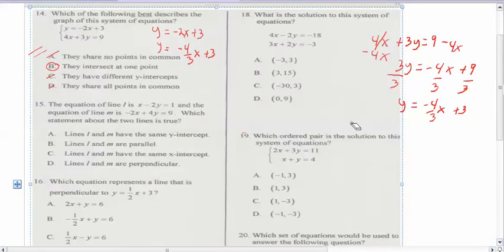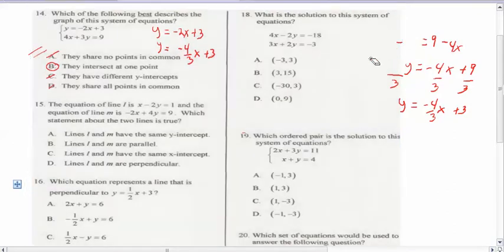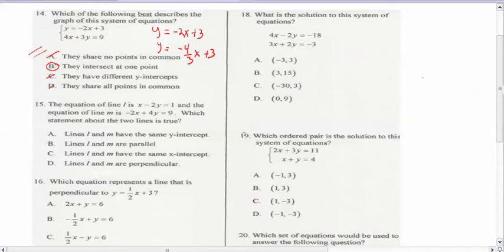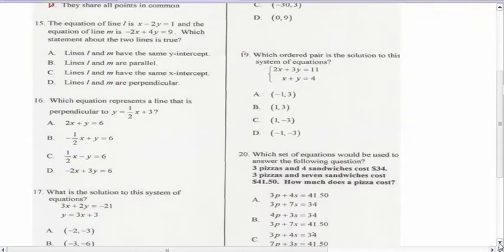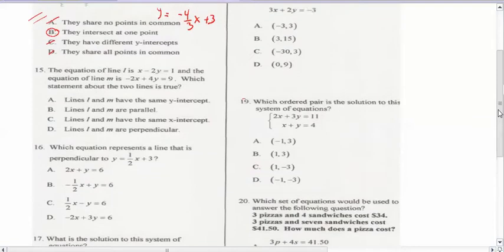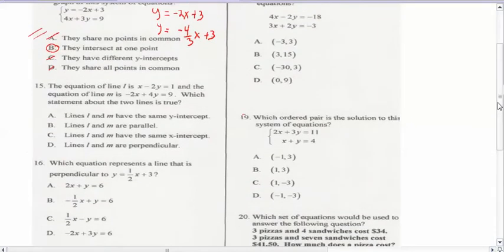Okay, number 15. And I'm going to go ahead and erase my work over here. I don't need that anymore. I might need it for more space. Okay, so number 15. Again, one problem that's going to require a little bit of work, I think. This says the equation of a line L, and then the equation of a line M, and it wants to know which statement about the two lines is true. Alright, so now I need to put these both in slope-intercept form. And I'm going to work to the side over here where I worked before.